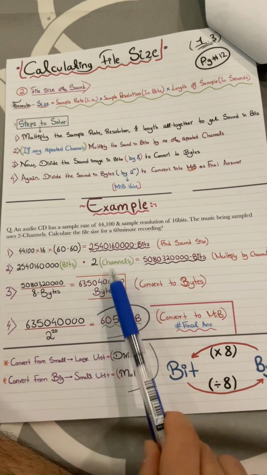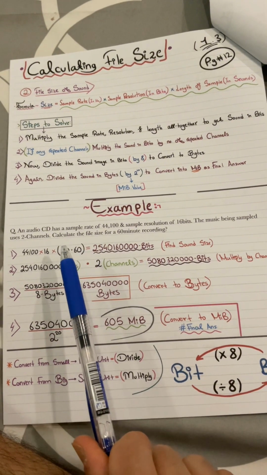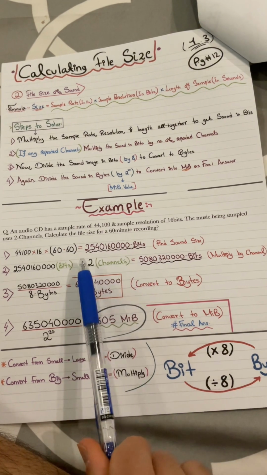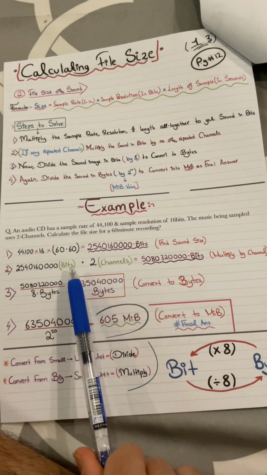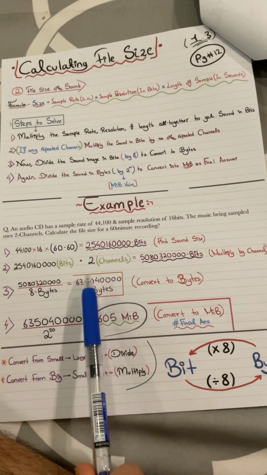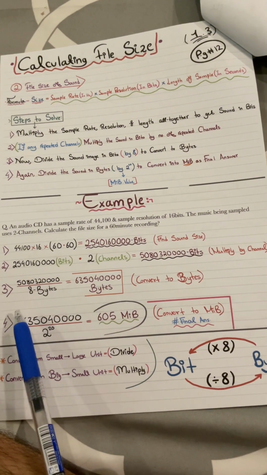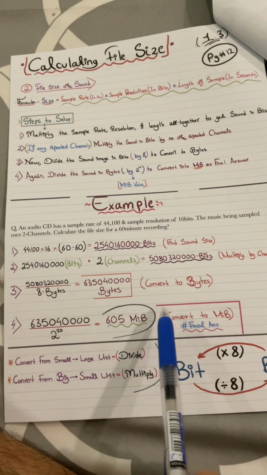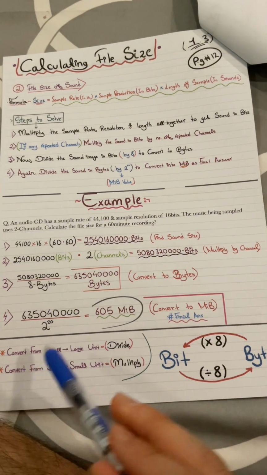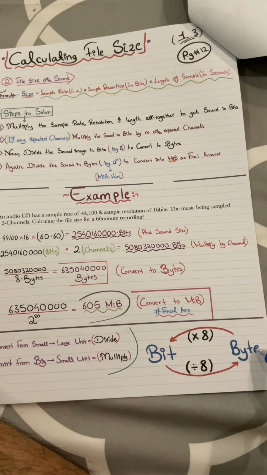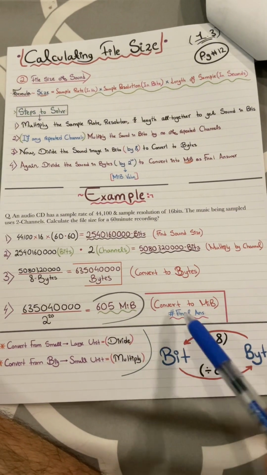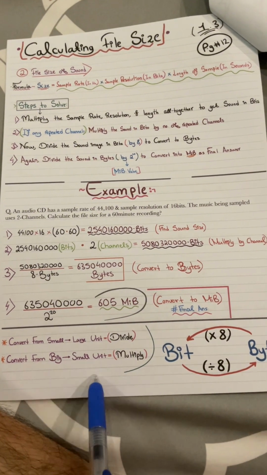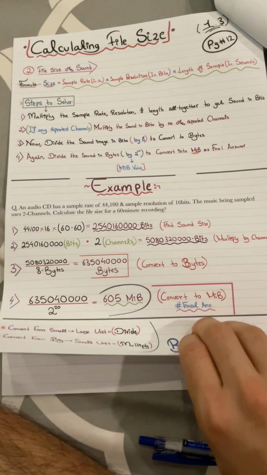Okay? Again, I will review the steps. We use the formula: sample rate, sample resolution, length of the sample. Then multiply it, get the answer. Multiply it by the number of channels, get the answer. Divide that by 8 to get your answer in bytes. From here, you can multiply or divide by any other value to convert it to any desired unit. Okay? Just remember, from bit to byte, it is divide by 8, byte to bit, multiply by 8. If you're converting from a smaller to a larger unit, you divide. If you're converting from a bigger to a smaller unit, you multiply.